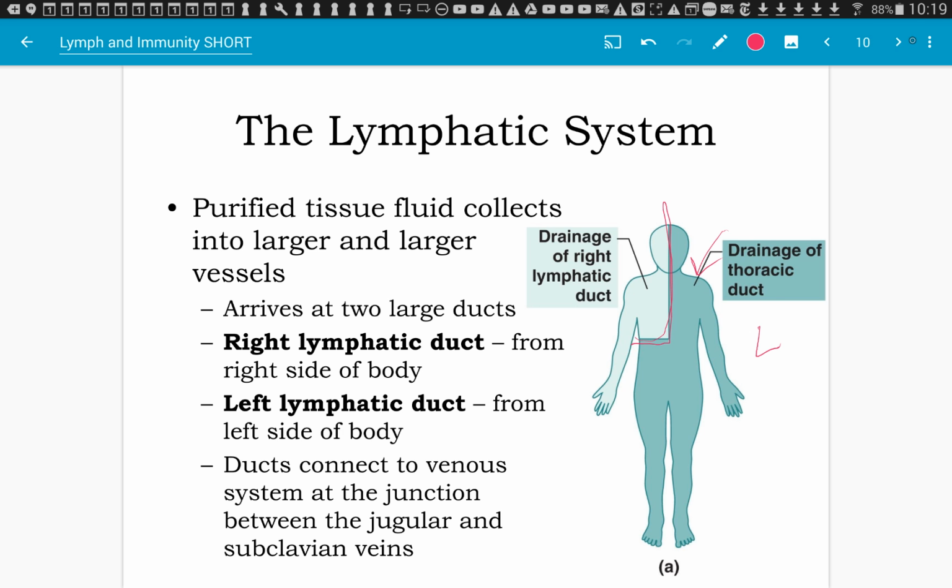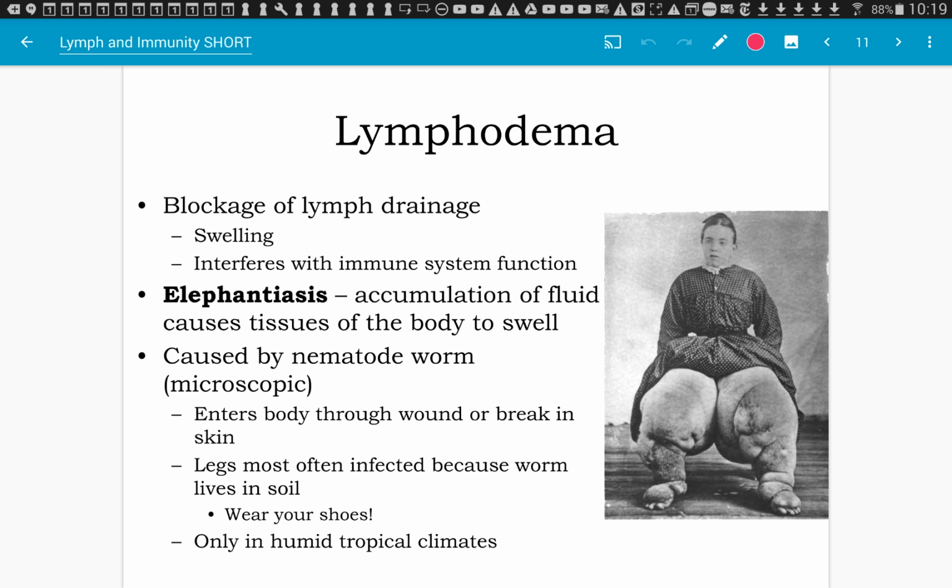Okay. So what happens when the lymph nodes don't work properly? If you get blockage of a lymph node, you will have swelling because you cannot collect that extra tissue fluid. And in addition to that swelling, you can also have other problems like interfering with the immune system and infection.